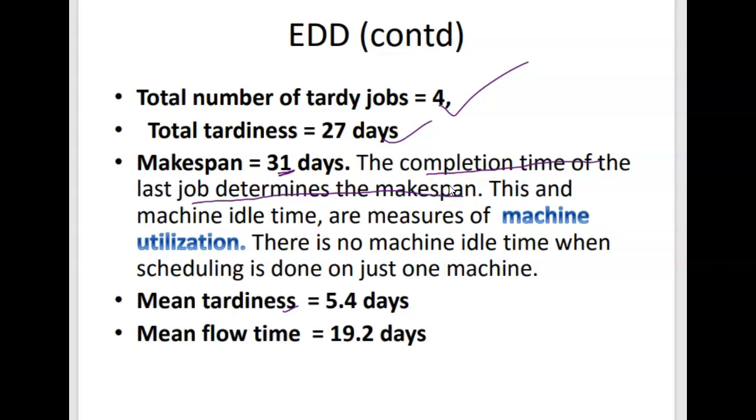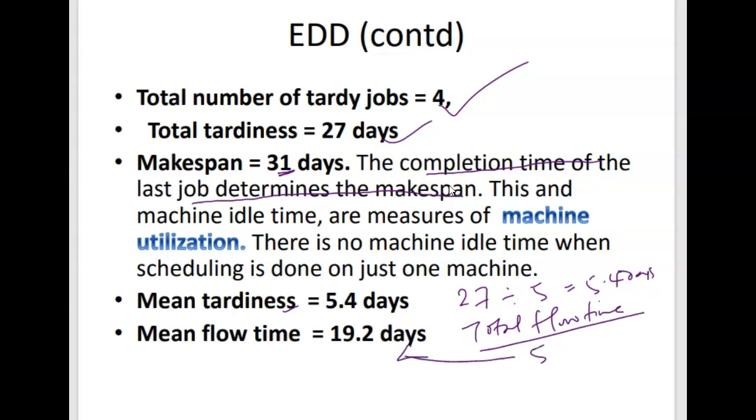Look at the mean tardiness. If you say 27 divided by 5, you are going to get 5.4 days. Look at the mean flow time. If we get the total flow time, divide it by what? By 5. That will be total flow time over 5. We are going to get what? We are going to get 19.2 days.